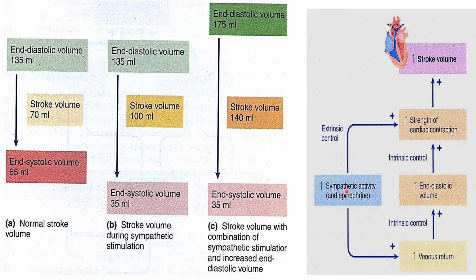Whenever sympathetic activity increases, on one side the force of contraction of your heart will increase, and on the other side your venous return will increase. Venous return will increase the end diastolic volume and that will cause Frank Starling's law to increase the force of contraction. This is one plus, this is one plus, and the two together give you a very good stroke volume, that is 140 milliliters per minute.